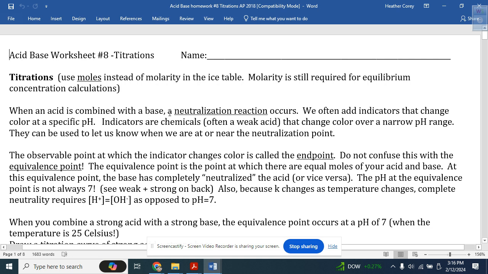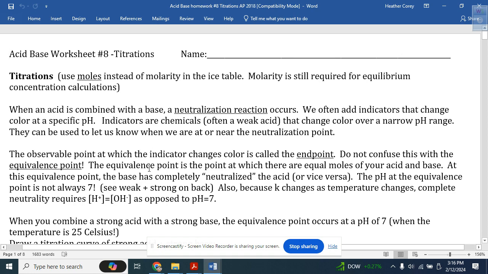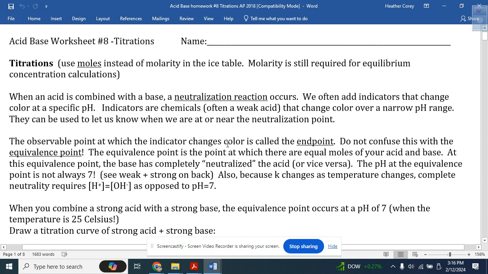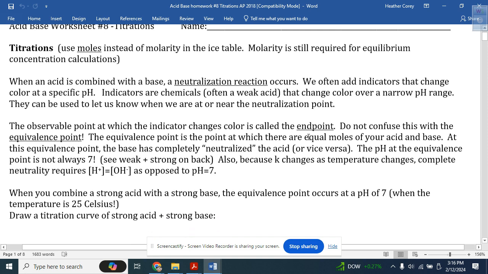When you have a strong acid and a strong base, you get what's called a neutralization reaction occurring. And we use indicators to help us determine if that neutralization has occurred. Earlier in the year, we used phenolphthalein as our indicator, and that turned that bright pink-purple color. The observable point where it changes color is called the endpoint. So when it turned that pink color, that was the endpoint.